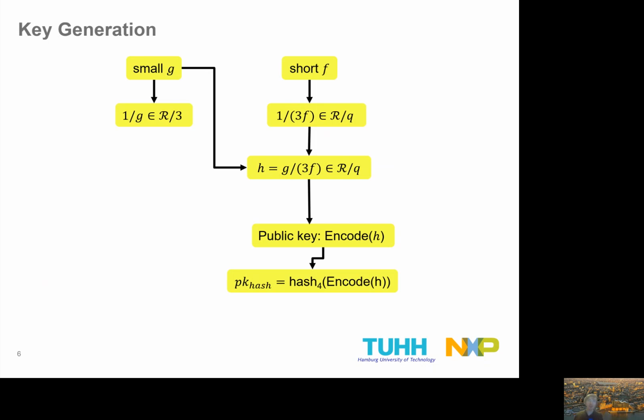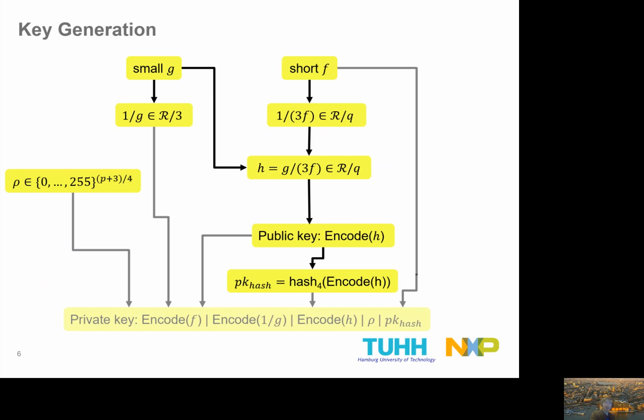Afterwards, we hash the entire encoded public key to get the public key hash. We also generate rho, which is a random byte string of a specific length. And finally, all these values, so rho, 1 over g, short f, the encoded public key, and the public key hash, are all concatenated to create the private key. This is the entire key generation process.